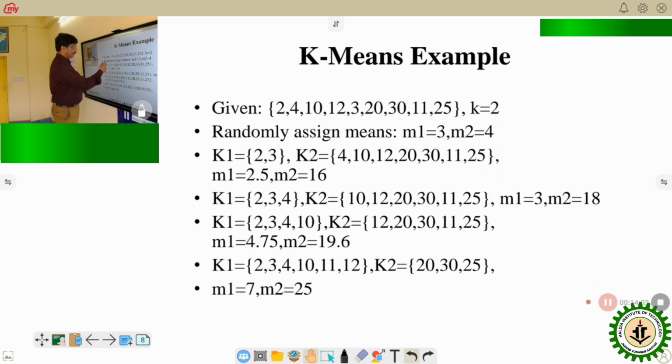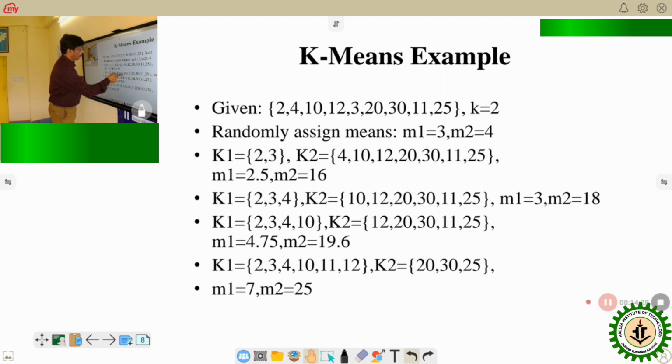Similarly, I will go to the 4. The distance from 2.5 to 4 is 1.5, and the distance from 16 to 4 is 12. So 1.5 is less than 12. That means the 4 also belongs to cluster 1.